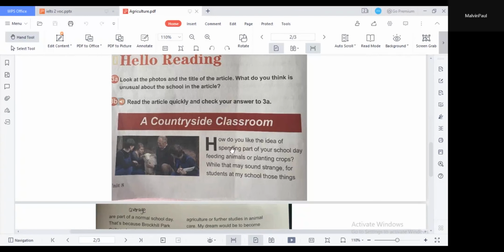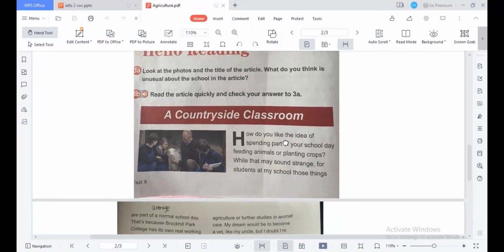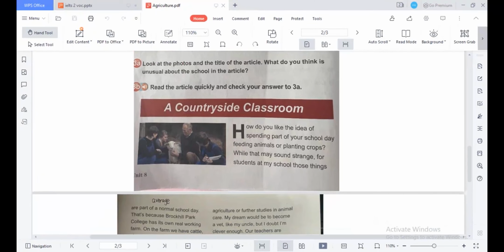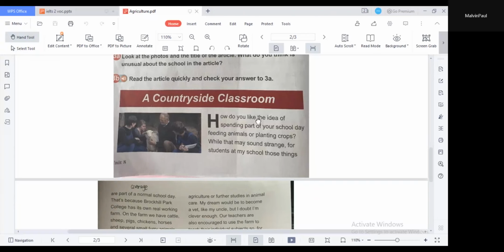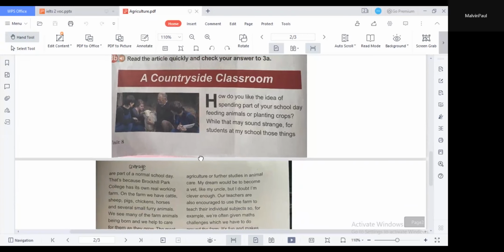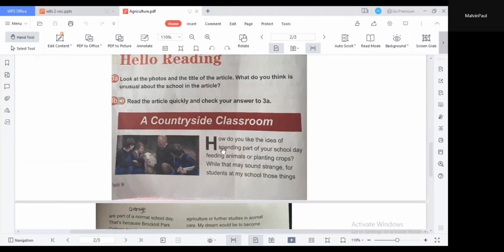What is unusual? Here, what I think is unusual is the classroom is outside and they have a court. Do you usually have a class outside in the countryside, in the barn? No, we don't usually have a class with animals. So that is what we have to find about unusual things: anything that you don't usually do in class. That is what we call unusual. Okay, now let's continue.